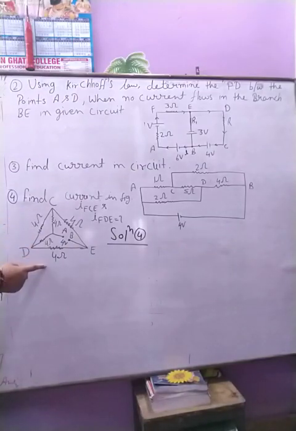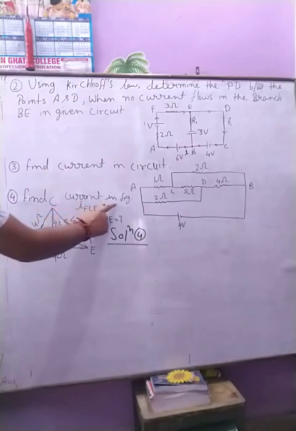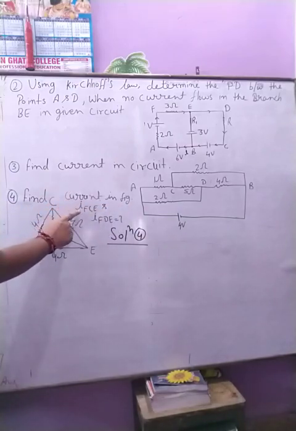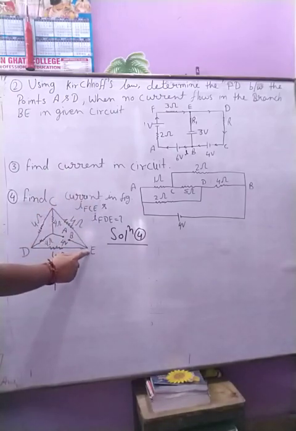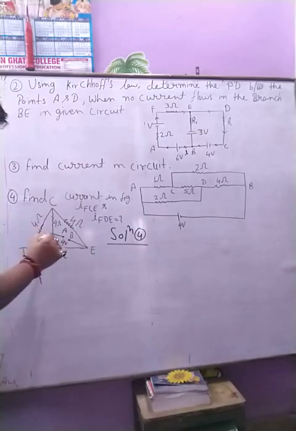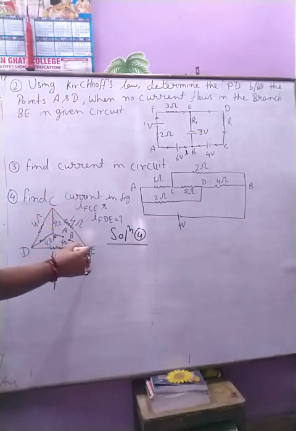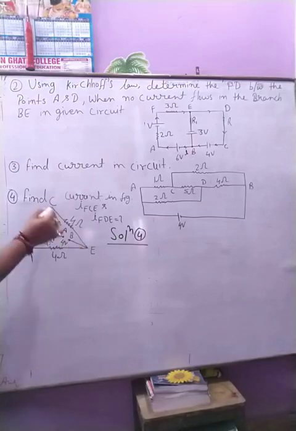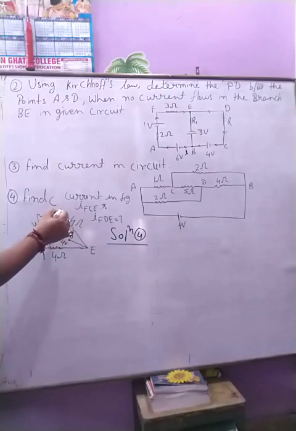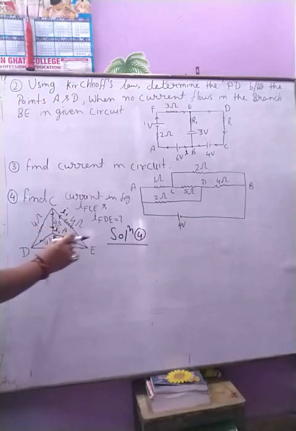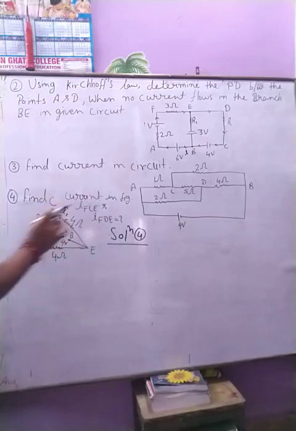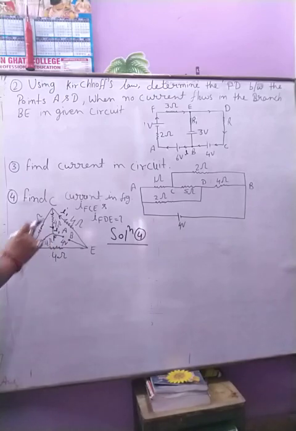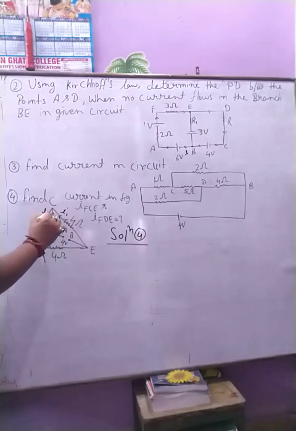In question number 4 we have to find the current in the figure in branch EFC. This branch ECF, first we have to calculate the current here, that is I1. Here is also I1, and next we have to calculate the current in FDE, that is in this branch, I2 and I2.